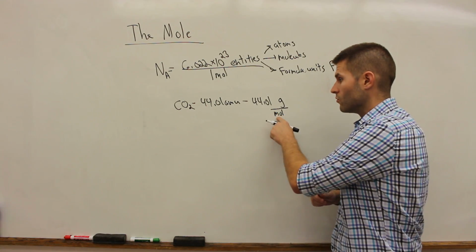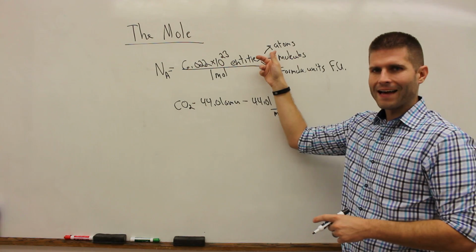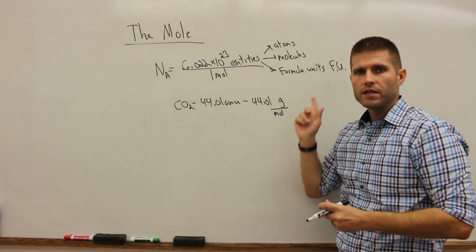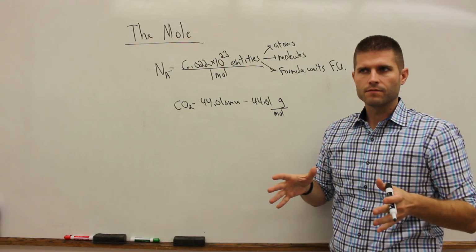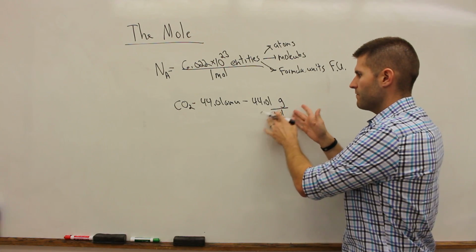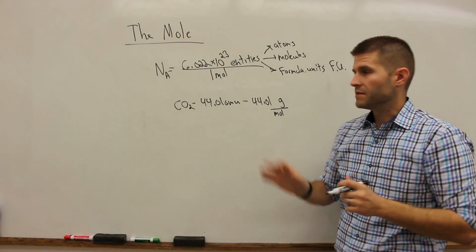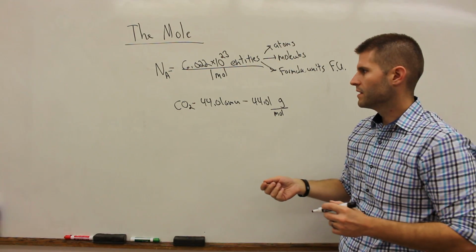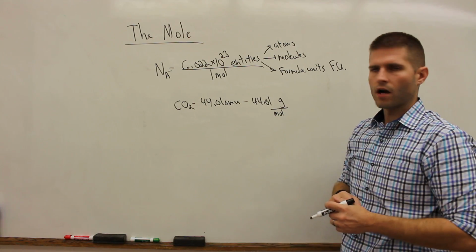Well, once we have moles, we can then calculate the number of atoms, the number of molecules, the number of formula units for a given compound. So this becomes very, very useful to a chemist because we can actually count the number of atoms in a relatively short amount of time.